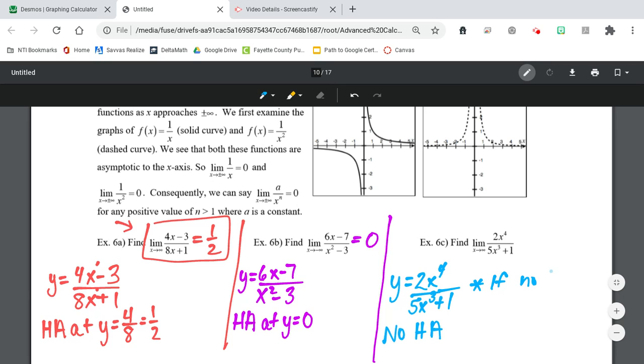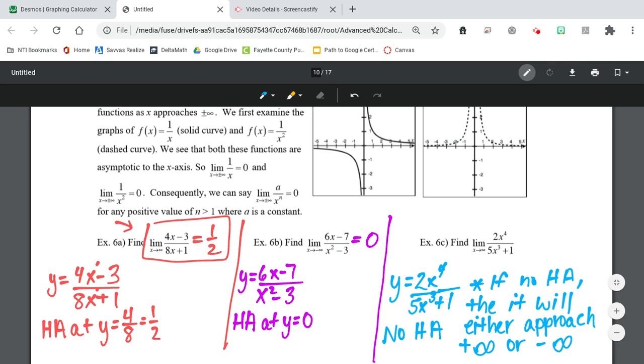If no horizontal asymptote, then it will either approach positive infinity or negative infinity. So you just have to figure out which one. And if I know the answer regardless is going to be an infinite limit, I'm really just worried about, is it going to be a positive number or a negative number? So I just am going to think in terms of positives and negatives.